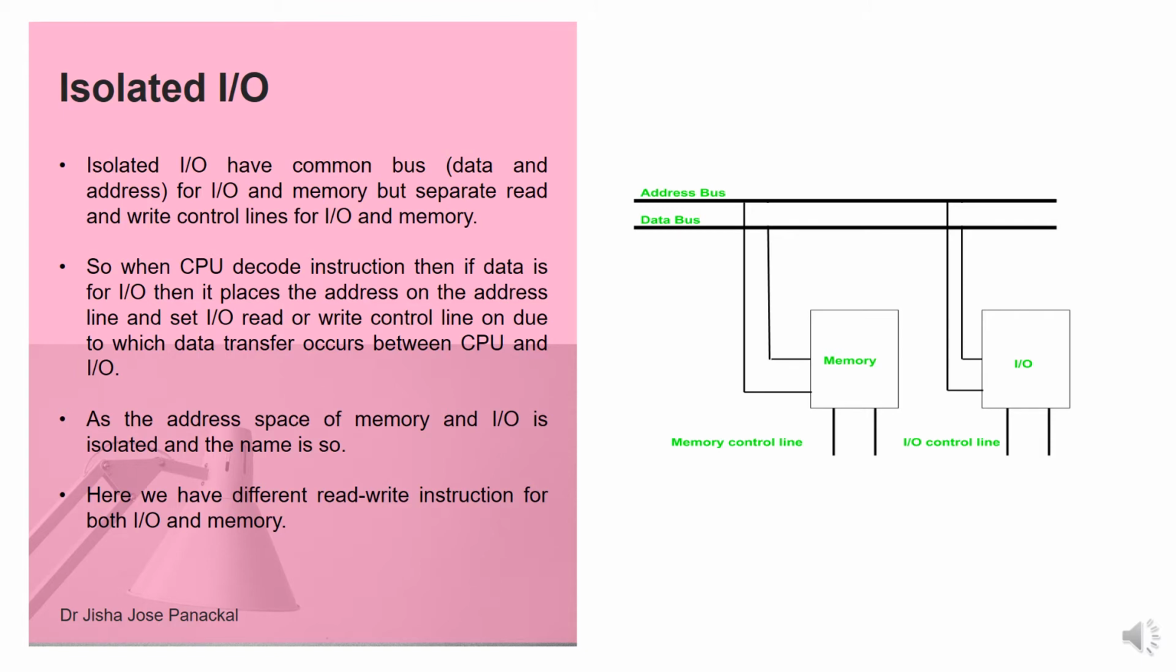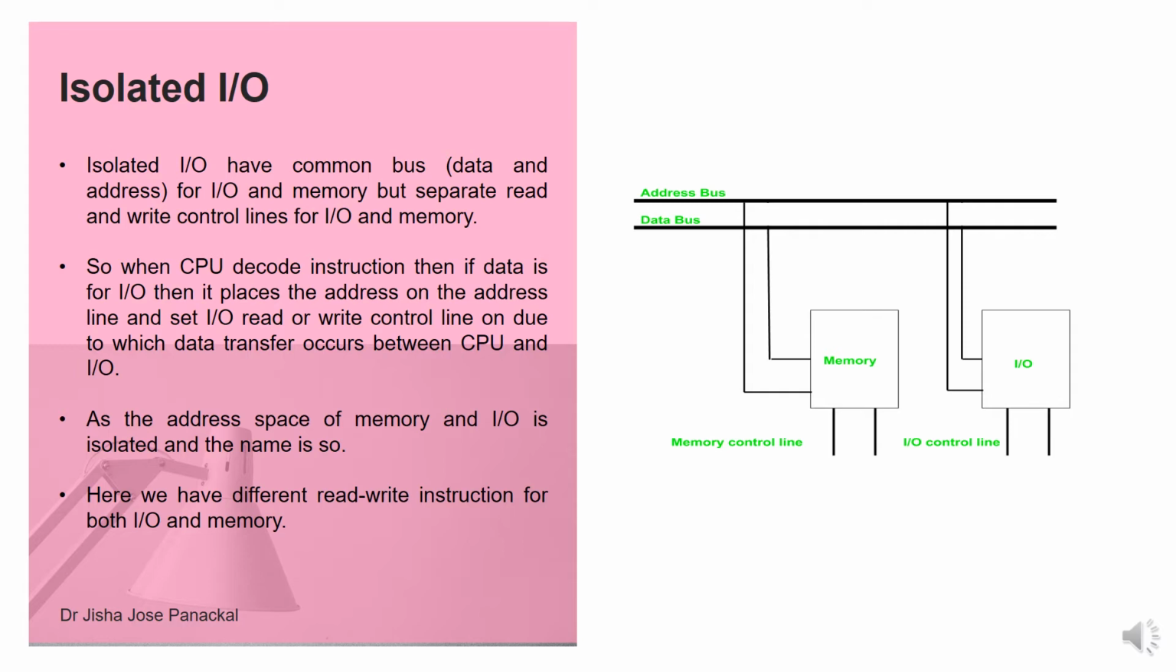First, let's see what is an isolated IO. Isolated IO has a common data bus and address bus. So we have a common bus for memory as well as for IO in terms of data bus and address bus, but separate read and write control lines for IO and memory. So we are sharing the address bus and data bus between memory and IO, but the control bus is separate for memory and IO devices.